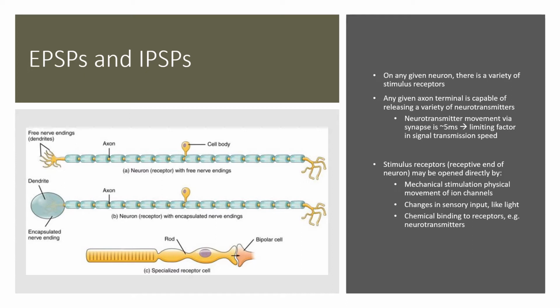Stimulus receptors, which are at the receptive end, may be opened directly by mechanical stimulation, if they're mechanoreceptors, changes to sensory input like light, or chemical binding to receptors, like if a receptive end of a neuron gets bound by a neurotransmitter. You may have ligand-gated channels that will open up in response to that chemical bond.